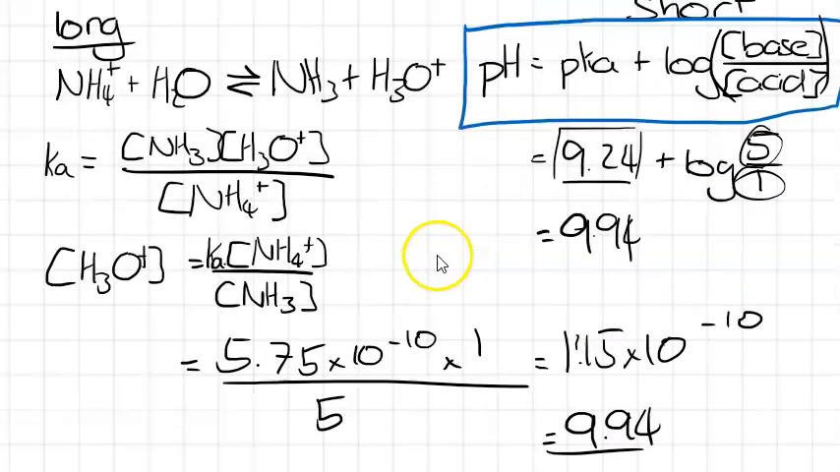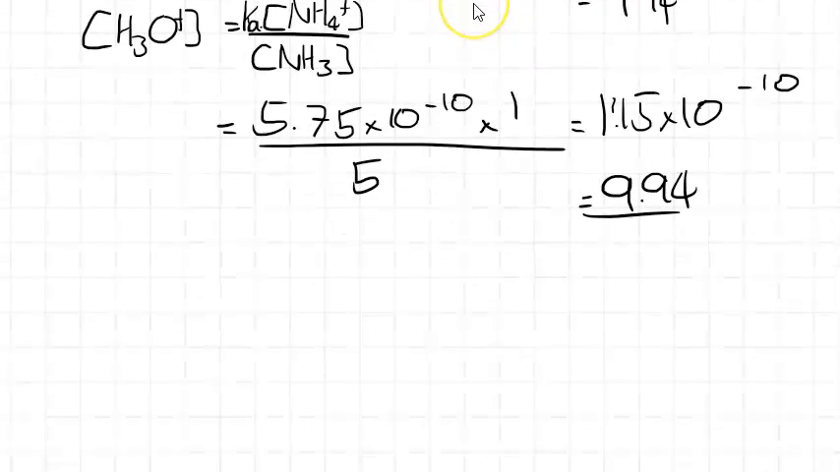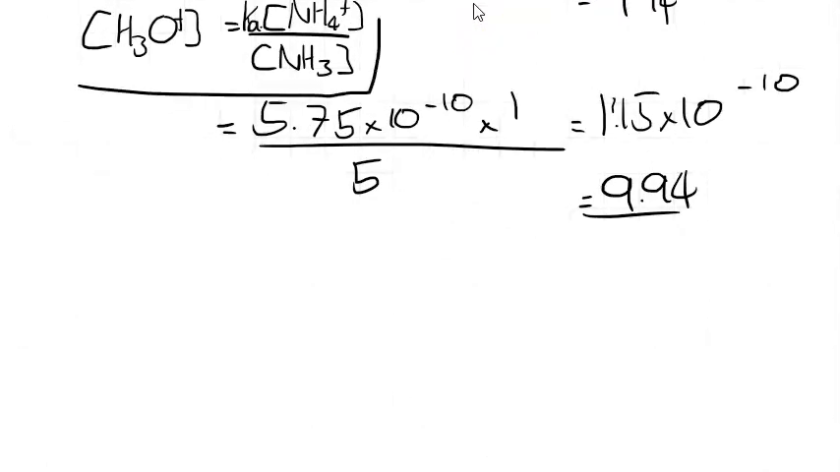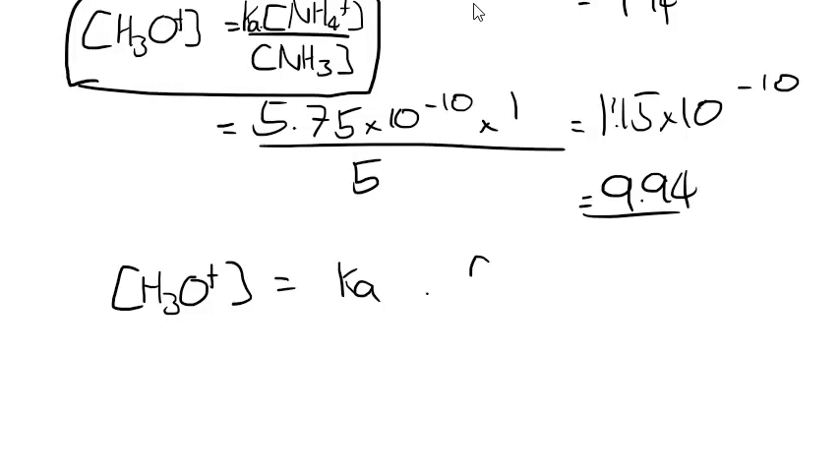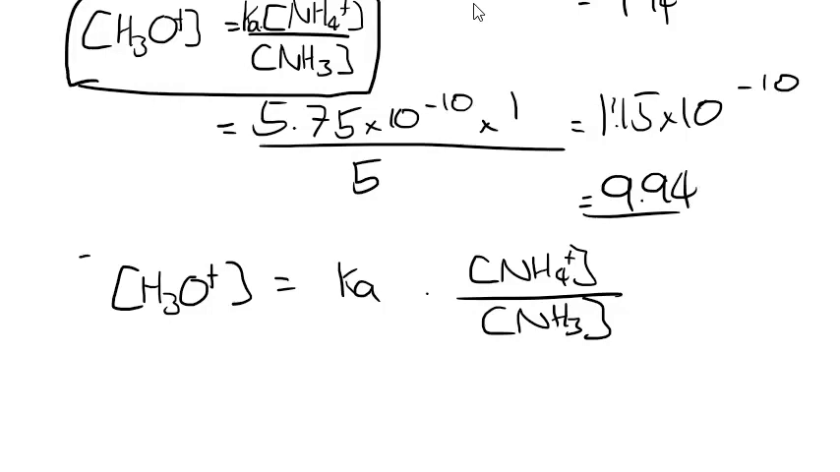Okay, so I'll just finish off by showing you how to derive the Henderson-Hasselbalch equation. So we'll use this formula here that we were able to get from our acid dissociation constant. So H3O+ equals Ka times NH4+ divided by NH3. And then we take the negative log of both sides. So negative log, negative log, negative log. And so the negative log of H3O+ is just the pH. The negative log of Ka is the pKa.